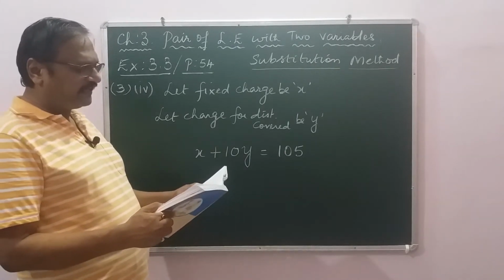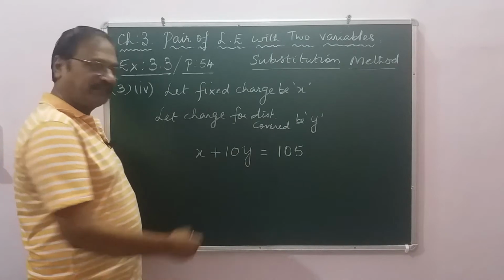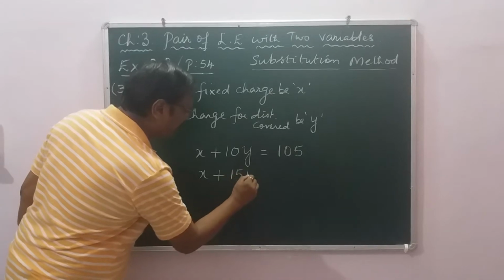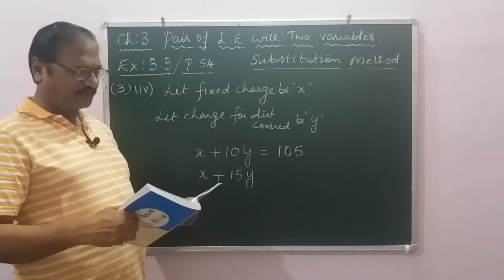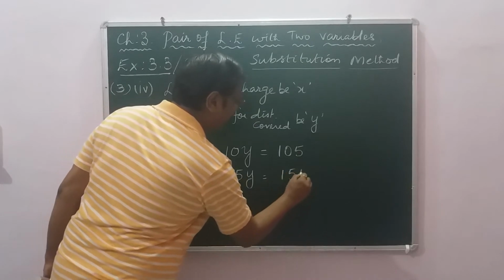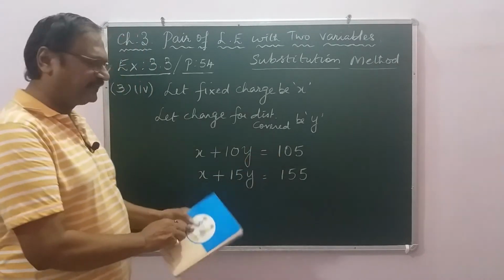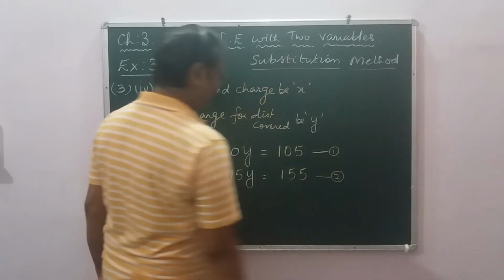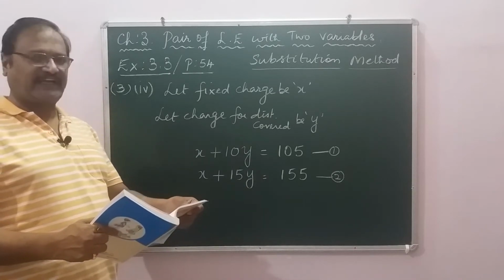For a journey of 15 kilometer. Now for 10 kilometer it is 105 rupees with the fixed charge. Now with the fixed charge, when you travel 15 kilometer, 15y is the variable charge for distance covered. So x plus 15y is equal to 155. Remember, don't bring kilometer, don't bring rupee, because a linear equation should not have all that. Call this equation number 1, call this equation number 2. So we have got two linear equations with us.